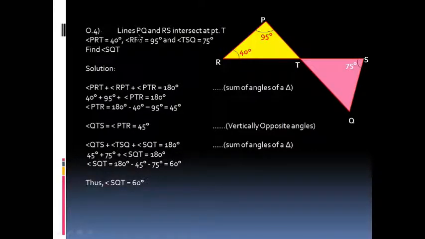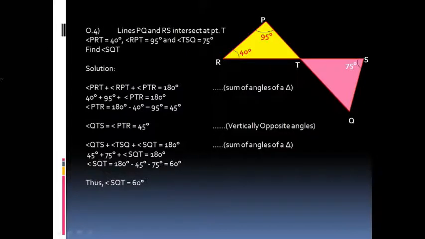Question number 4. Lines PQ and RS intersect at point T. Angle PRT is given as 40 degrees. Angle RPT is given as 95 degrees. And angle TSQ is given as 75 degrees. And we have to find angle SQT. Which one? SQT. So this angle we have to find.